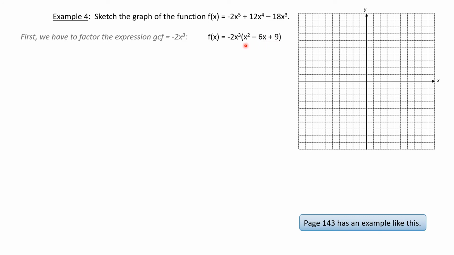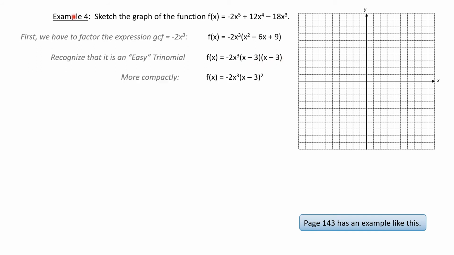I have a nice little trinomial here, back to grade 10. You can use sum and product or decomposition, whatever method you use, crisscross. It's an easy trinomial. It factors nicely like that. And one final thing we can do, if you notice this x minus 3 is written twice, we can just write it more compactly like this.